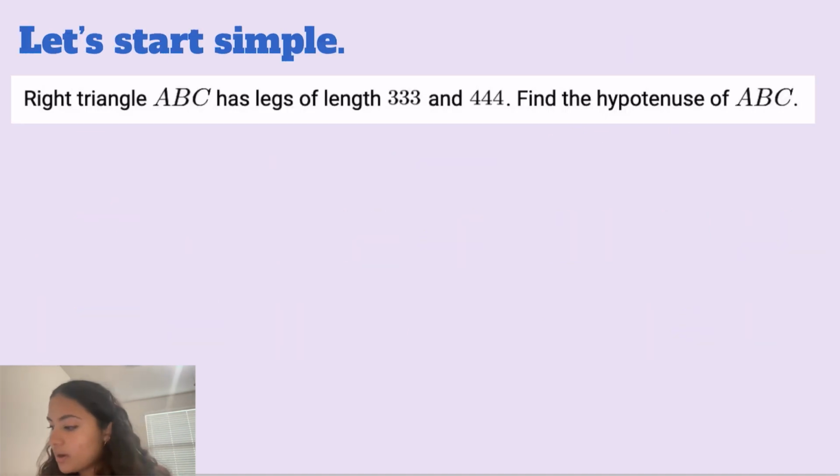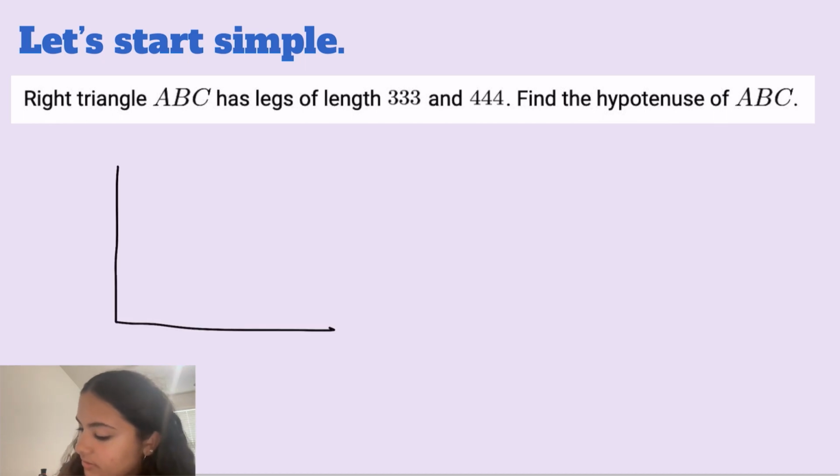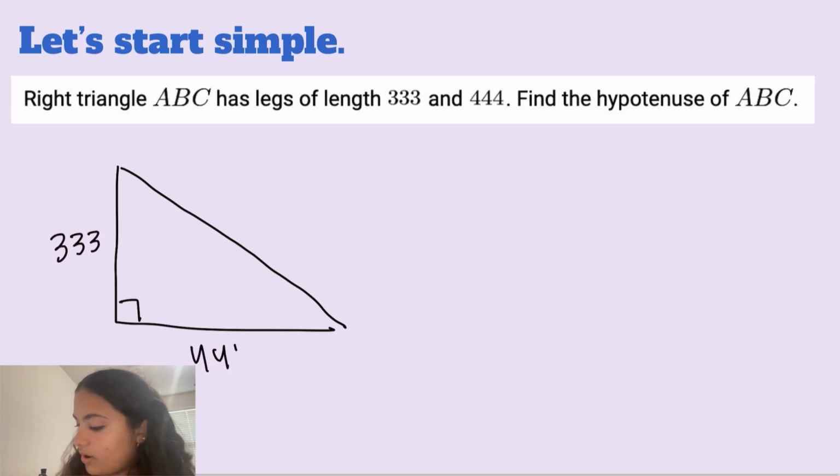So this first problem is pretty simple. The question is, right triangle ABC has legs of length 3 and 4. Find the hypotenuse of ABC. If we draw a picture just to get an idea what the problem's asking, we see that the legs are 3 and 4.